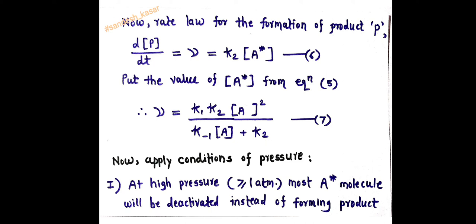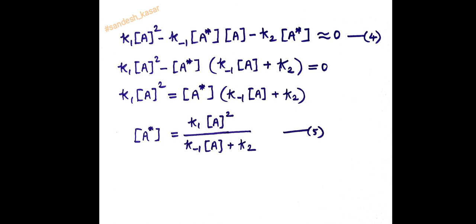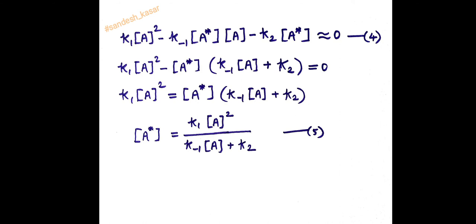Now see, at high pressure, which is greater than or equal to 1 atmosphere, most A star molecules, that is excited A molecules, will be deactivated instead of forming product. This is important. If pressure is high, the excited molecule will be deactivated instead of forming product. So it does not give us product, but it gets deactivated. Therefore k minus 1 is very much greater than k2. In this reaction, if pressure is very high, the excited molecule gets deactivated instead of forming product. So k minus 1 is very much greater than k2.